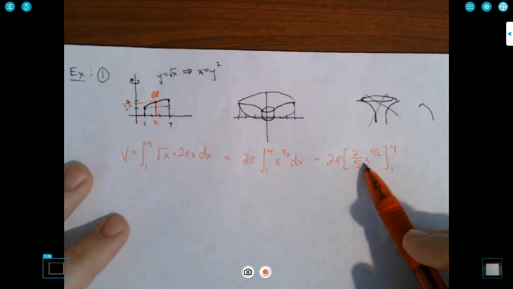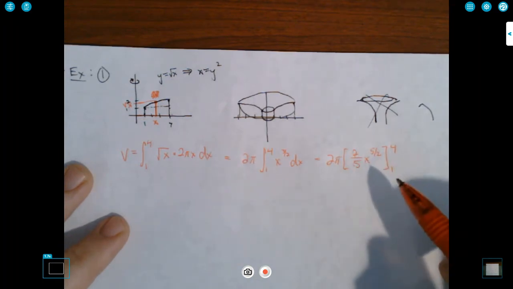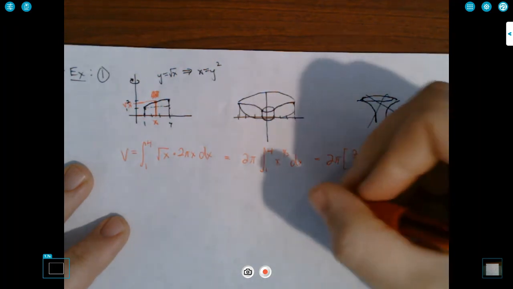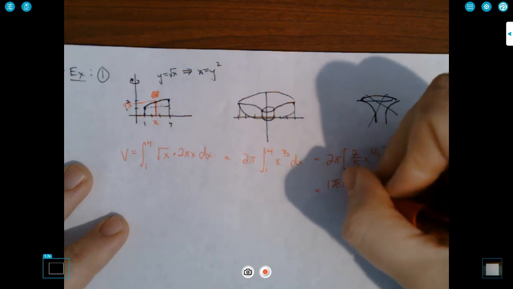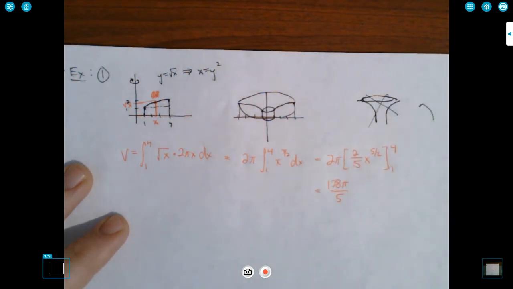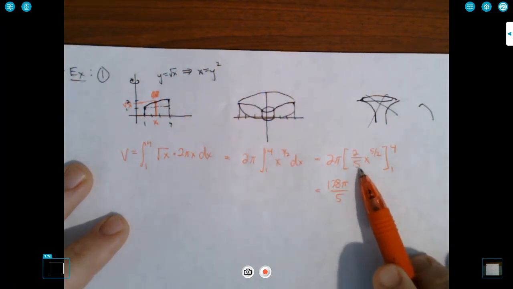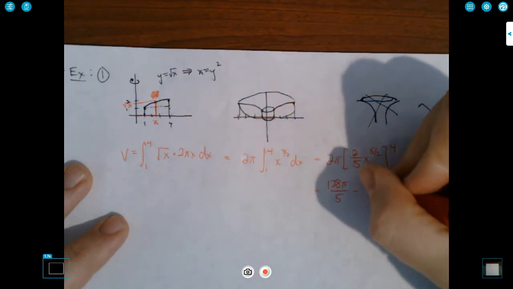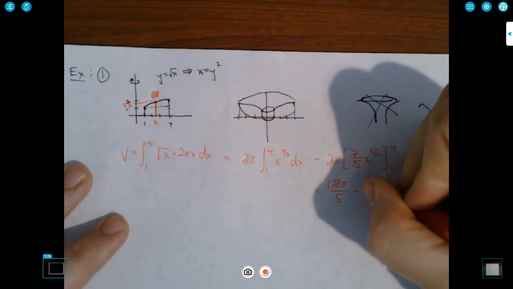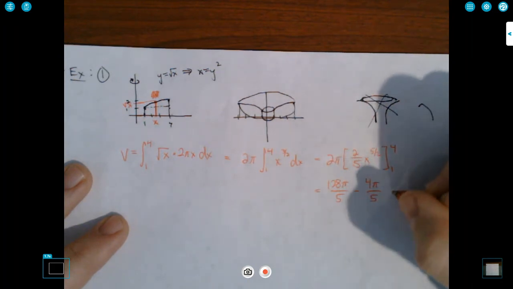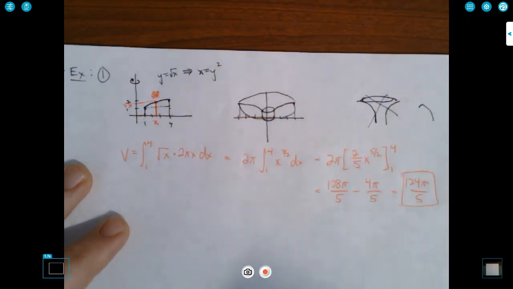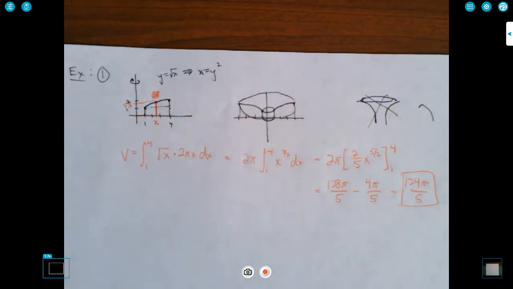You plug in 4, square root of 4 is 2, and 2 to the 5th is 32. 32 times 2 is 64, and 64 times 2 is 128. So I think we get 128 pi over 5. If we plug in 1, we get 2/5. 2/5 times 2 pi is going to be 4 pi. So 4 pi over 5. So we get 124 pi over 5. And that should do it for that one.